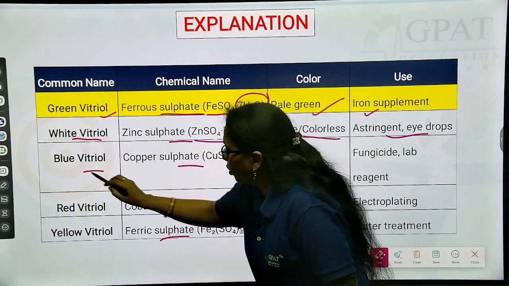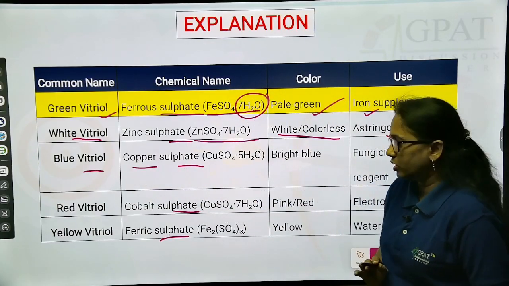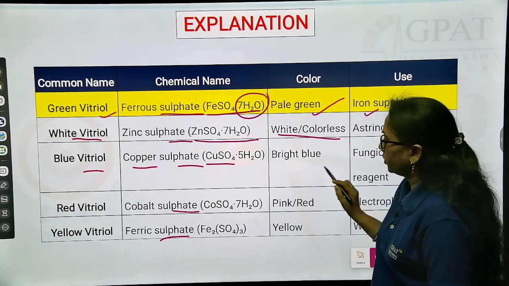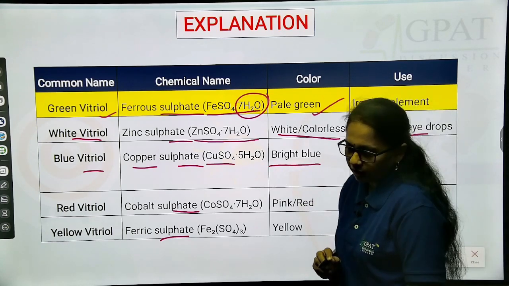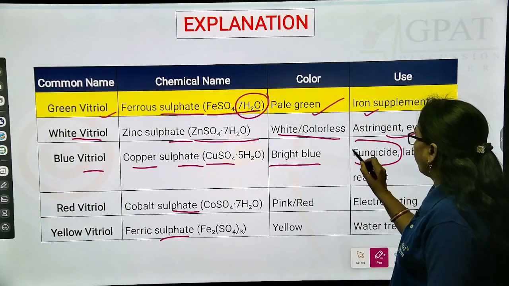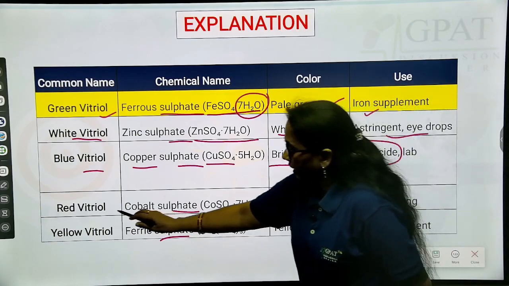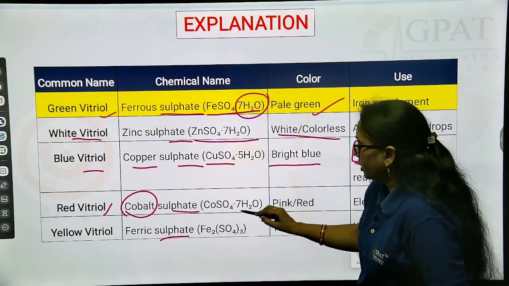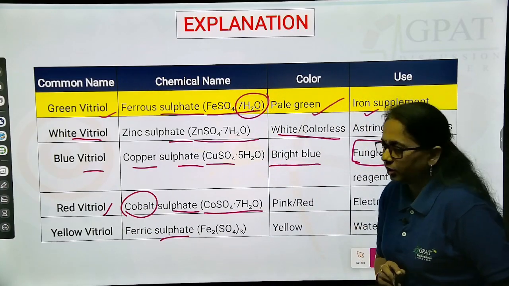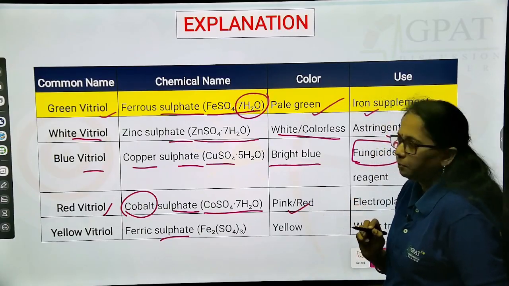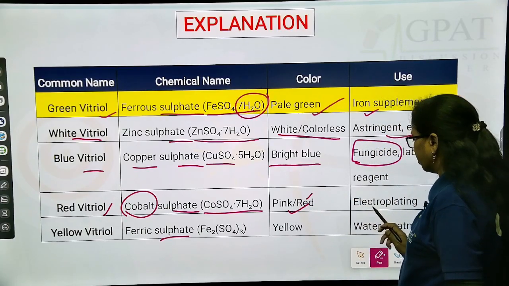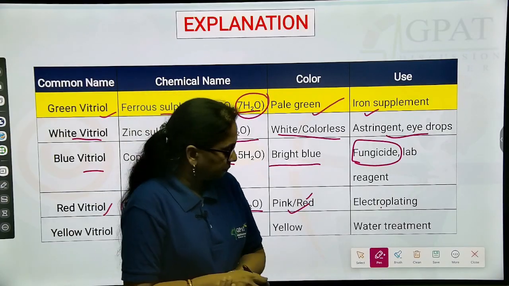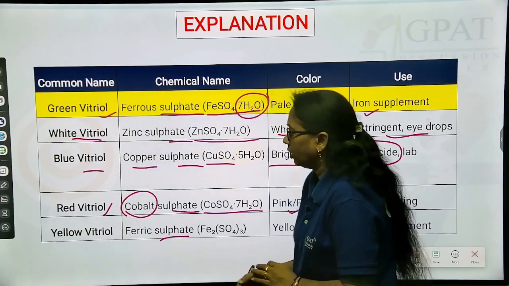Now, let us see the blue vitriol means copper. Definitely blue means copper will be there. So, copper sulfate pentahydrate 5H2O, it is available. It is bright blue in color, which is going to be acting as a fungicide. And red vitriol, that means cobalt, due to the presence of the cobalt metal. So, it is also available as sulfate only, heptahydrate. It is in the pink or red color, mostly red color you are going to see, and mostly in case of the electroplatings we are going to use this red vitriol, cobalt sulfate.